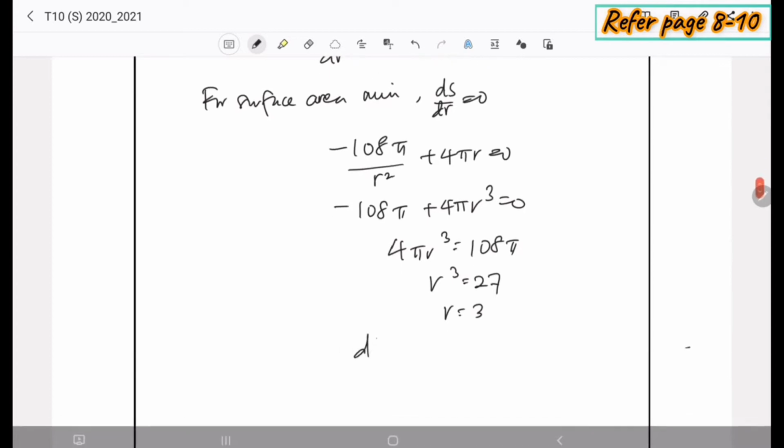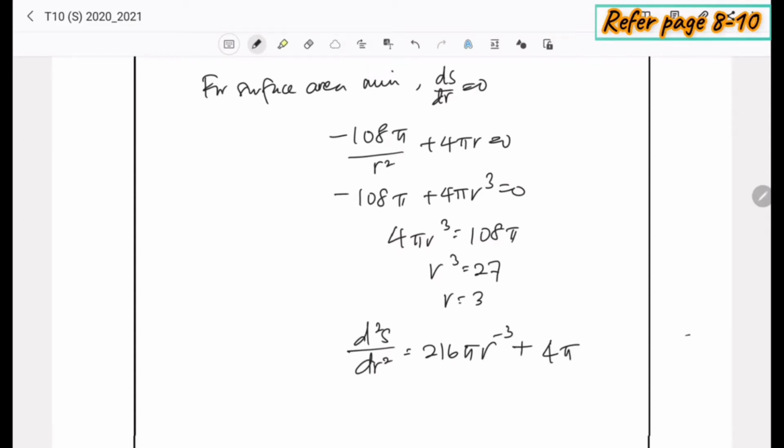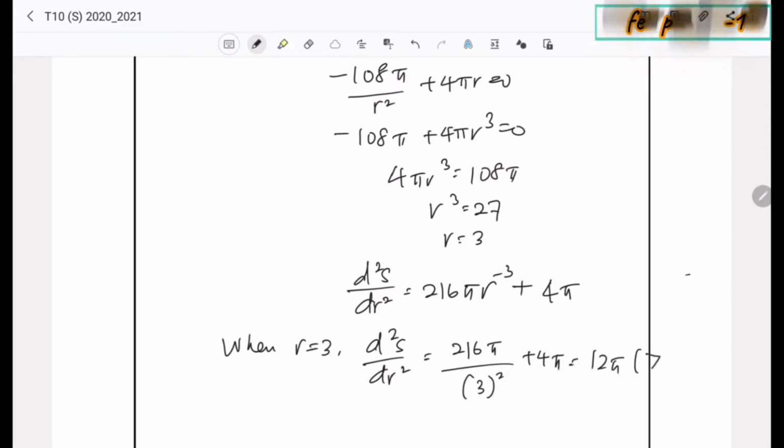So get the second order derivative, d squared S over dr squared. So we have it as 216 pi r to the negative 3 plus 4 pi. So when r equals 3, d squared S over dr squared equals 216 pi over 3 cubed plus 4 pi. So we get it to be 12 pi, which is greater than 0. So hence this is the minimum area.